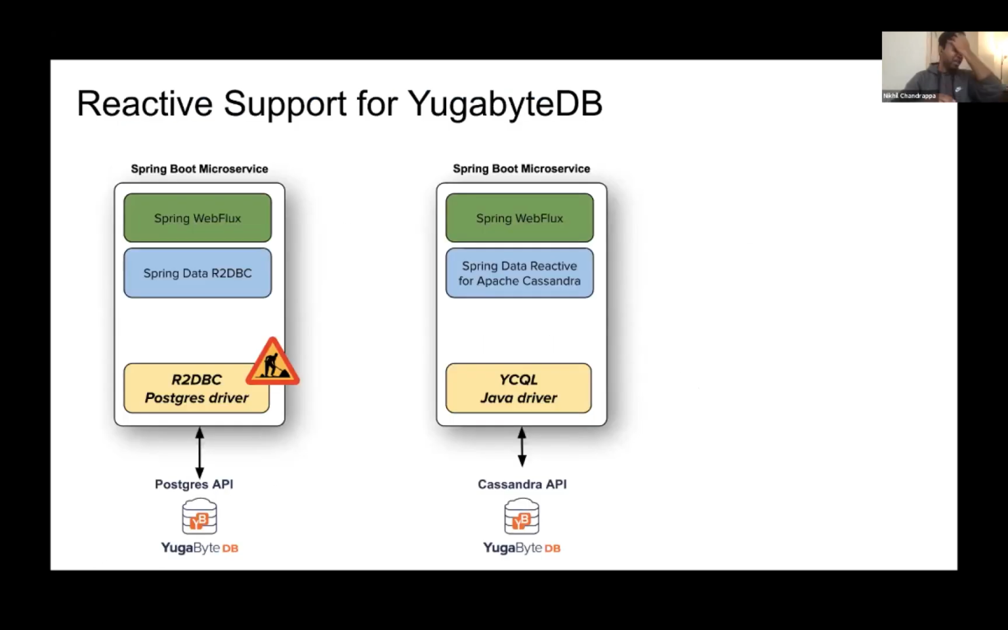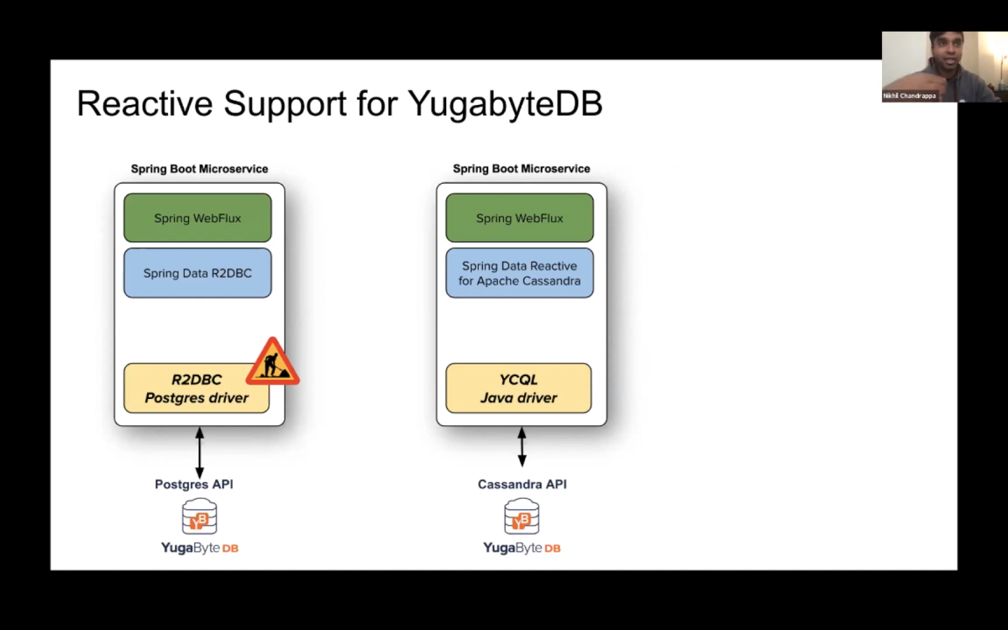Okay, and we do have reactive support for YugabyteDB. On the SQL front, we integrate with the Spring Data Reactive driver for Apache Cassandra. We can quickly show you a reactive-based CRUD repository and how it actually works. On the SQL piece, for YSQL, we are going to integrate with the R2DBC Postgres driver.